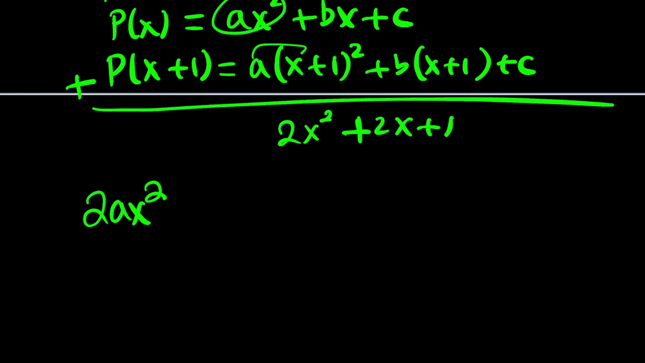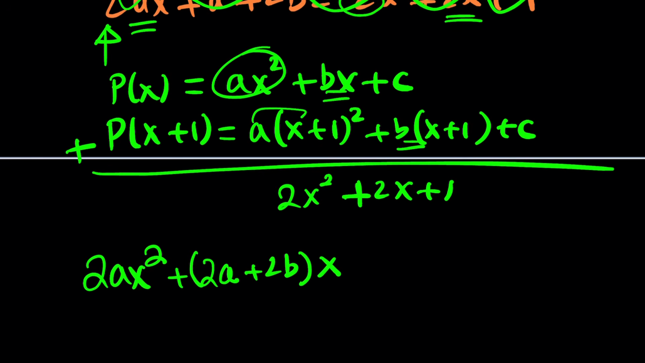And now you're going to get a 2x, which is going to be multiplied by a, which is 2ax. And then there's a b here, and then there's another b here. So it's going to be 2a plus 2b, which will be the coefficient of x. Sorry, I just had to say that. Now, the x's are taken care of, the x squared terms are taken care of. The only thing that's left are the constants.